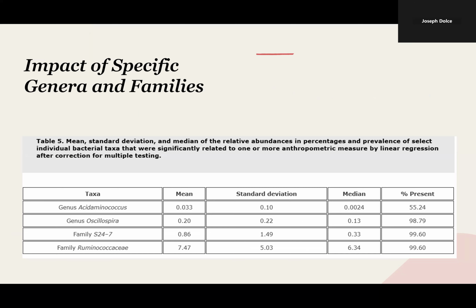So moving into our next figure, we have table 5 here, which is looking at 4 significant bacterial genera and families, which have a strong association with the anthropometric measurements that we've been looking at in previous figures. What I really want to highlight here is that as we go down the table, the percentage present increases, but we're also going from genus to family.